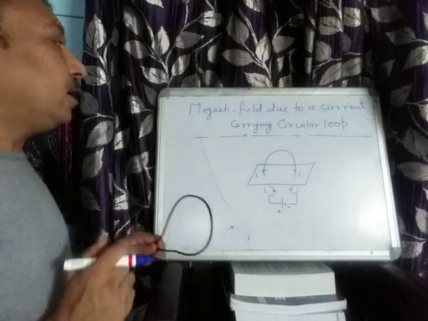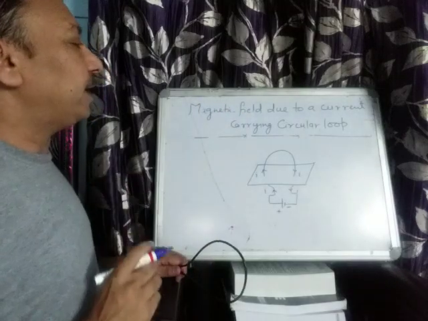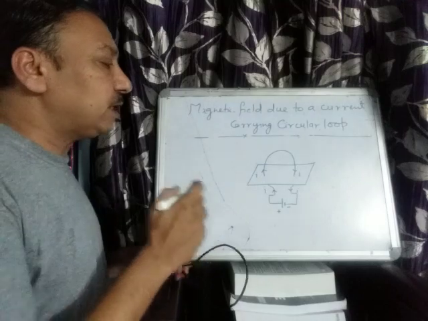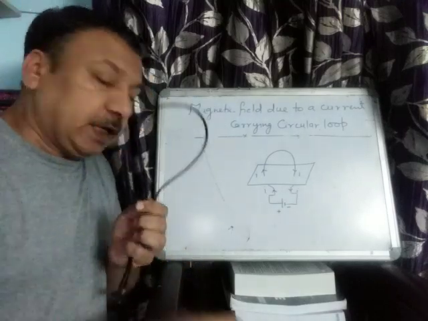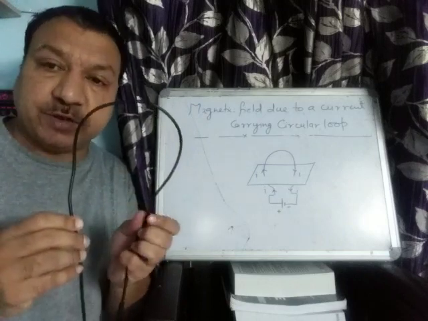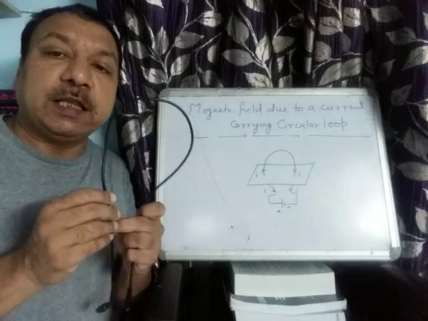Now see the magnetic field due to a current carrying circular loop. Circular loop means there is a wire in the form of a circle. Suppose there are two ends. This end has been connected to the positive terminal and this end has been connected to the negative terminal of the cell. Then what will happen?